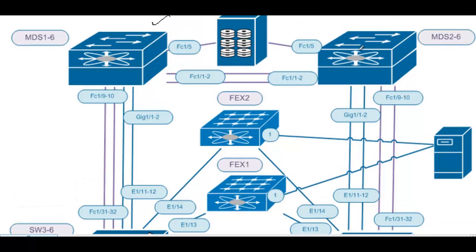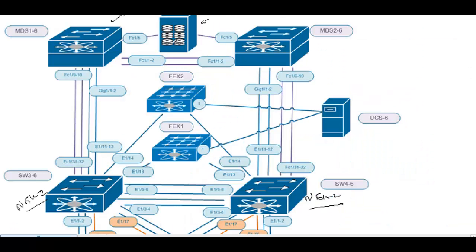Right. So we got a storage box connected to the MDS switches, to the storage switches, via this interface Fibre Channel 1/5. And we got two different types of interface. Gigabit interface we are not focusing on today. We are doing FC to FC.